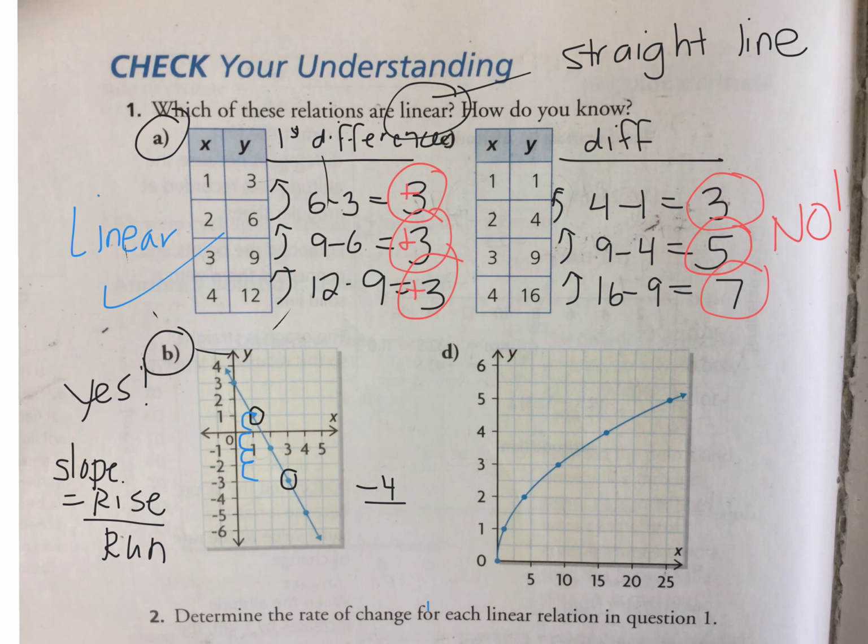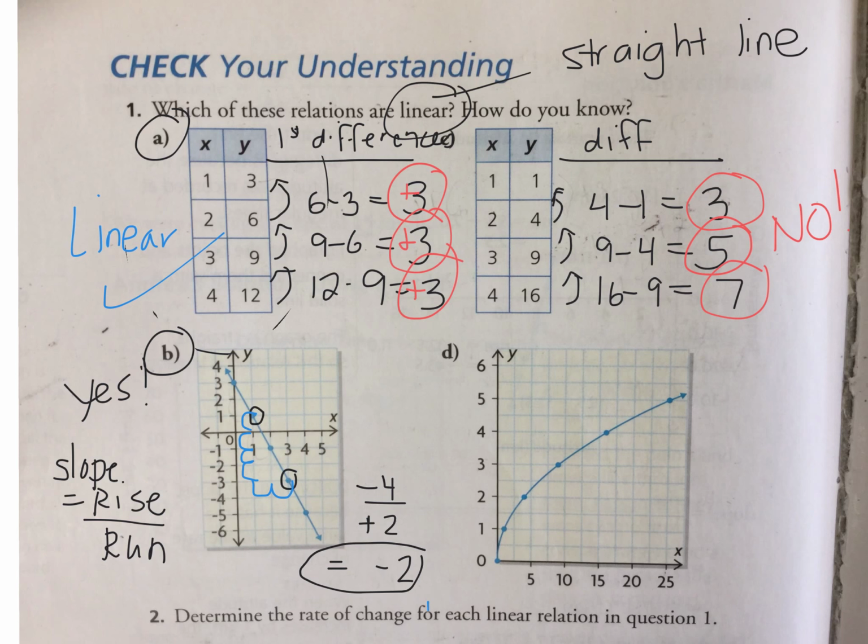How many spaces? 1, 2. I'm going to the right 2, so is that negative or positive? Moving to the right on a number line. Positive. Okay, what's negative 4 divided by positive 2? Negative 2. The slope of this line is negative 2.